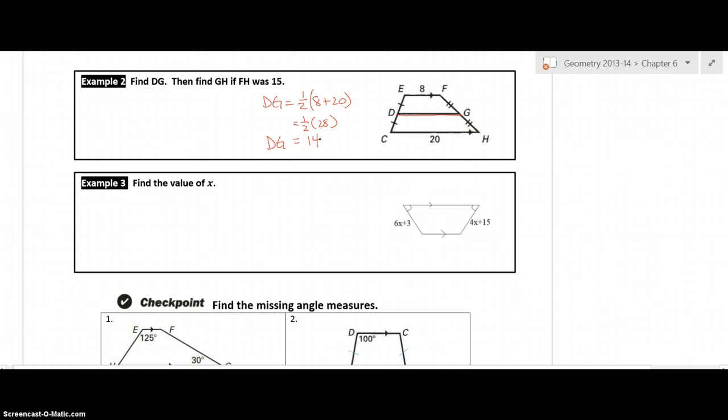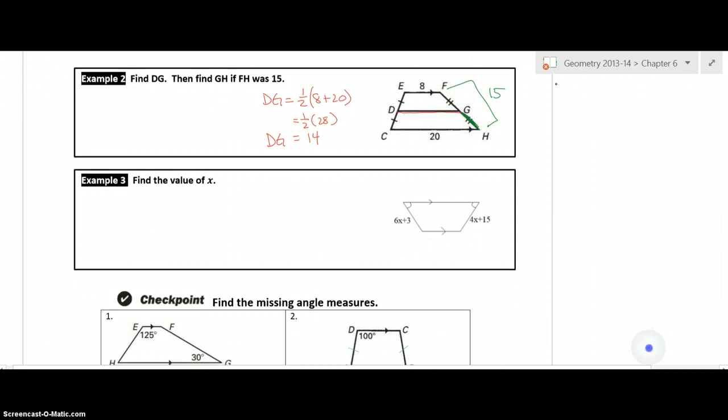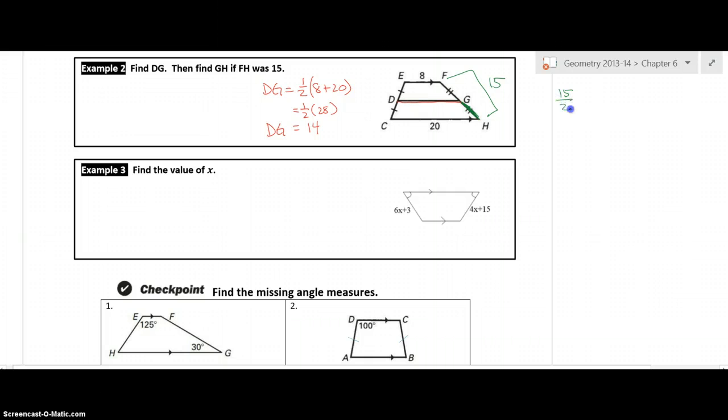Then it says find GH if FH was 15. So in our original information, we did not know that FH has a length of 15, but now we do. And so it says go ahead and find GH. Well, we know that GH is half of FH because these two pieces are exactly the same. So if we just do 15 divided by 2, we get 7.5.